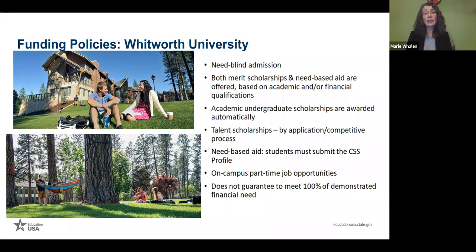We also have a lot of on-campus part-time job opportunities. And because we're located in Washington State, which has the second highest minimum wage rate in the US, students earn quite a lot of money per hour. It's $14 per hour. And so with the combination of aid and work, we have students from a variety of socioeconomic circumstances who are all able to afford their education at Whitworth.